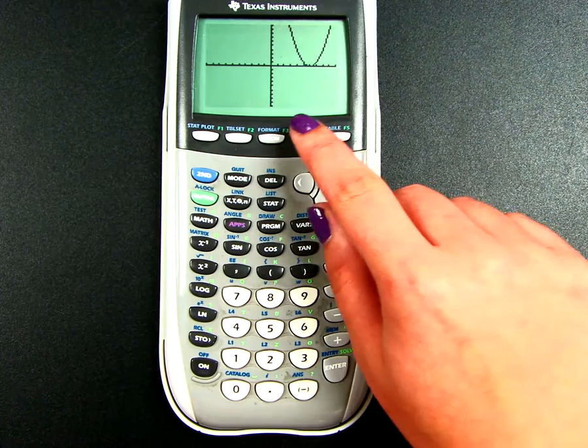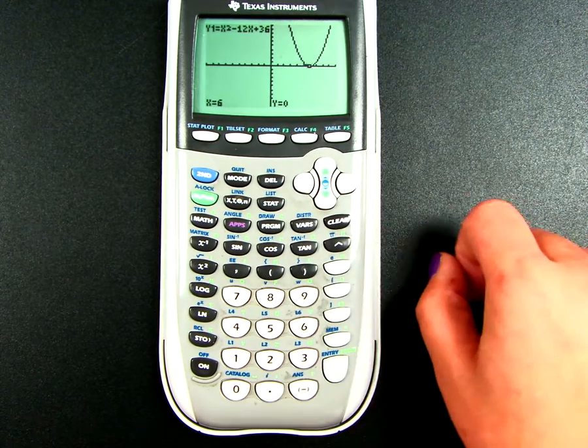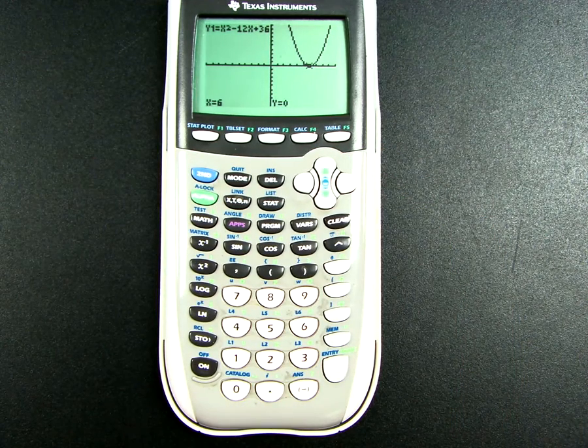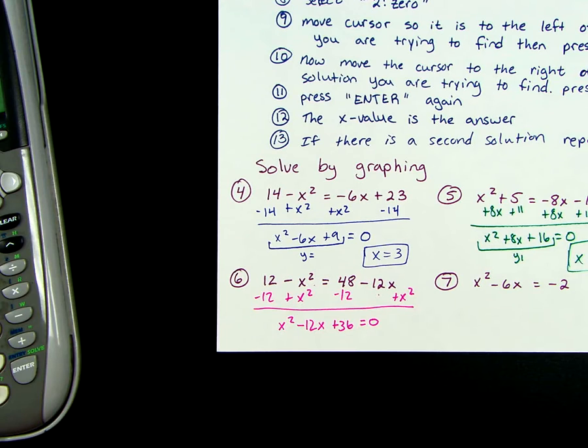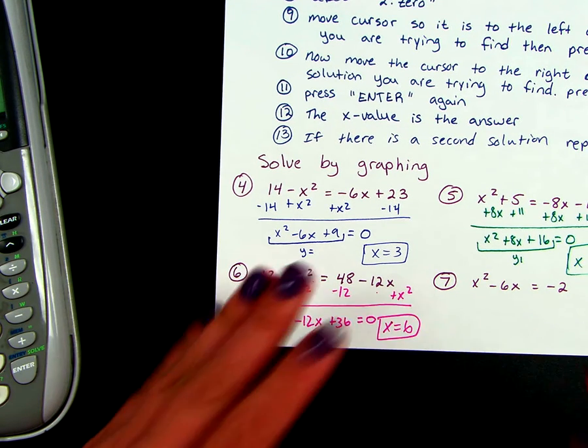So if I just press trace and I hit the 6 key, we're looking for 0 for the y spot. Since I got 0 here, I know that my x value has to be 6. So again, that's going to be our solution to this problem. So x equals 6 is the answer.